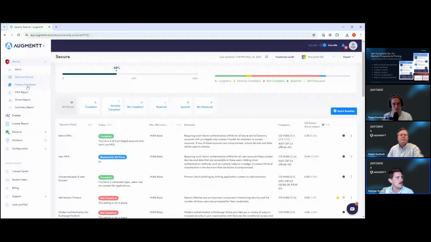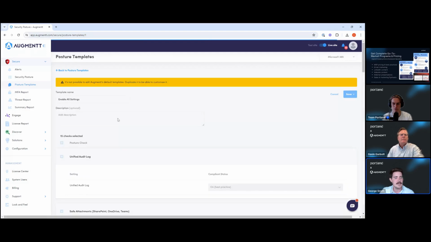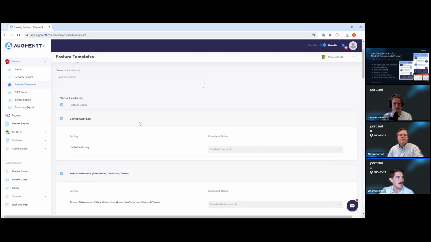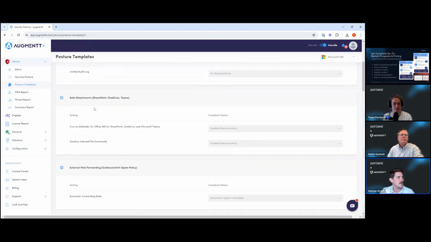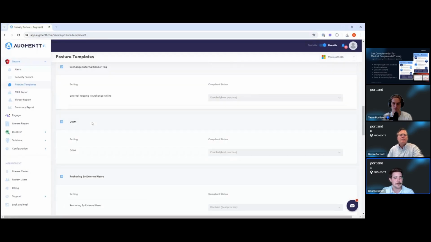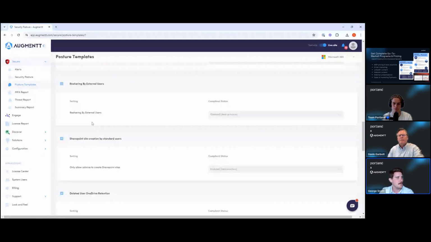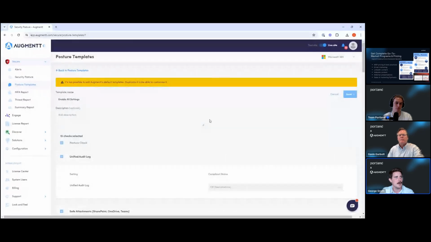If I head over here to posture templates, we have some more advanced or detailed templates that, again, you as an MSP can apply to your tenants across your entire IT estate. So going down with this posture template, you can see things like unified logs, making sure external mail forwarding rules are on. And again, that's something that you can go through and update and edit yourself. But these are all the best practices that you're going to want, and you can roll that out to each client with the click of a button. So again, saving you a huge amount of time if you're a technician, and just getting everything switched on.